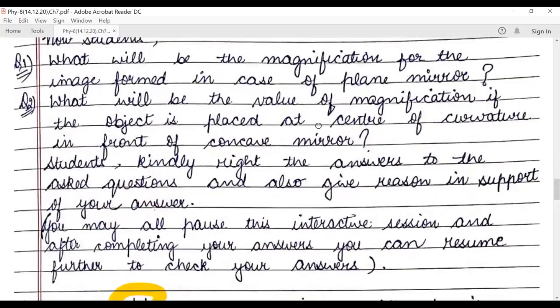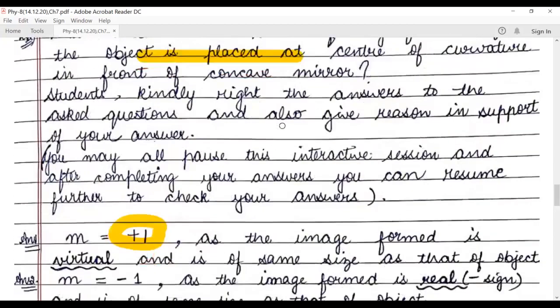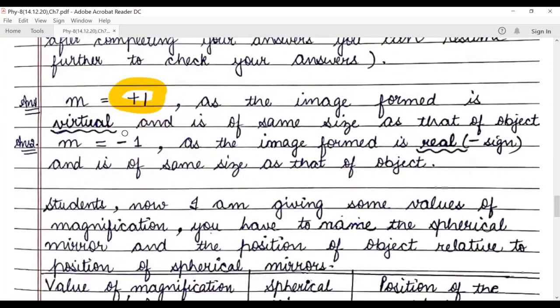Coming to question number 2, when the object is placed at the center of curvature in front of a concave mirror, students, here we get an image of the same size as that of the object. But what kind of image was formed? Very good. It was a real image, as we have done in case 2 of the concave mirror last week also. Hence, the size of the image is the same as that of the object. So magnification is -1 in this case.